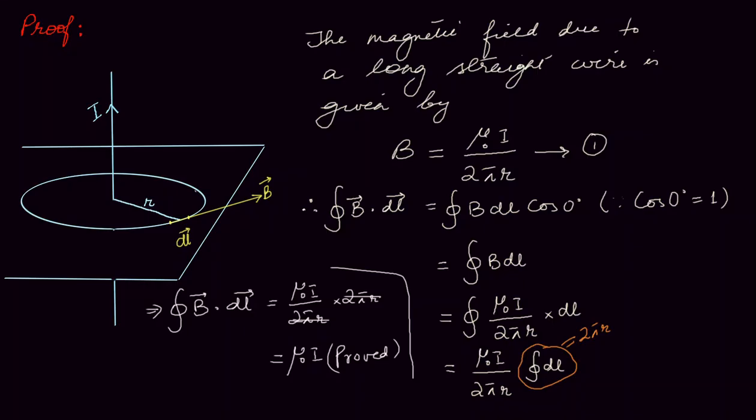Okay, so for example, let me just give you an example here. Suppose you have a loop something like this. And mind you, this loop is not necessarily circular. It can be any loop, it can be this shape also, as long as it is a closed loop. Got it? Okay, and the wire is passing through the loop like this, and a current I is flowing there.